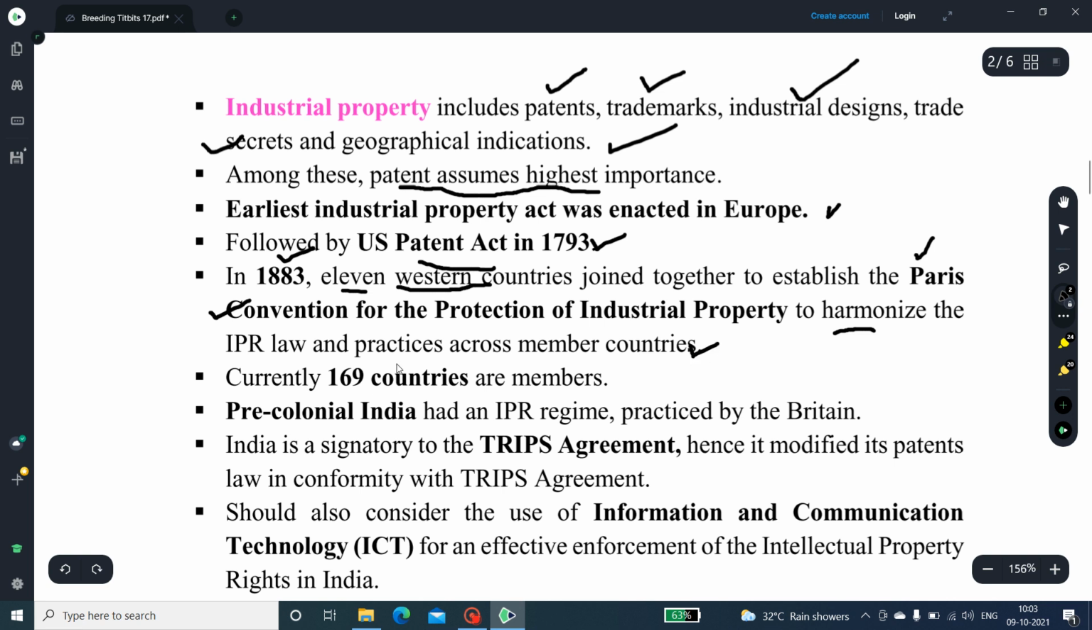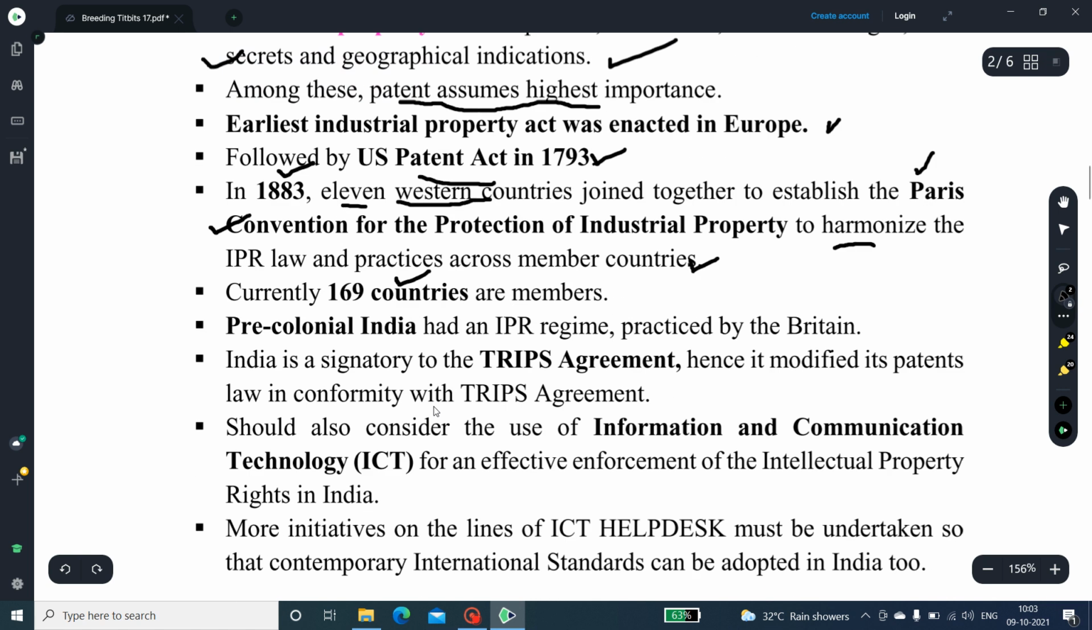At present, there are about 169 member countries, and pre-colonial India had an IPR regime that was practiced by Britain. India is a signatory of the TRIPS agreement, hence it modified its patent law in conformity with the TRIPS agreement. We should also consider the use of information communication technology, that is ICT, for effective enforcement of intellectual property rights in India. More initiatives on the lines of the ICT help desk must be undertaken so that contemporary international standards can be adopted in India too.